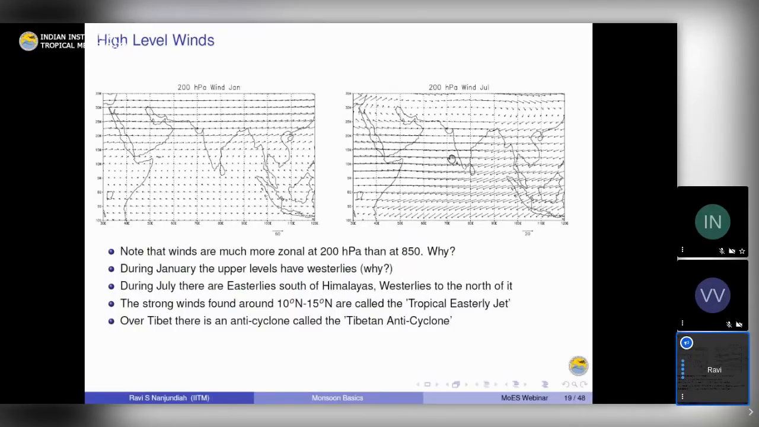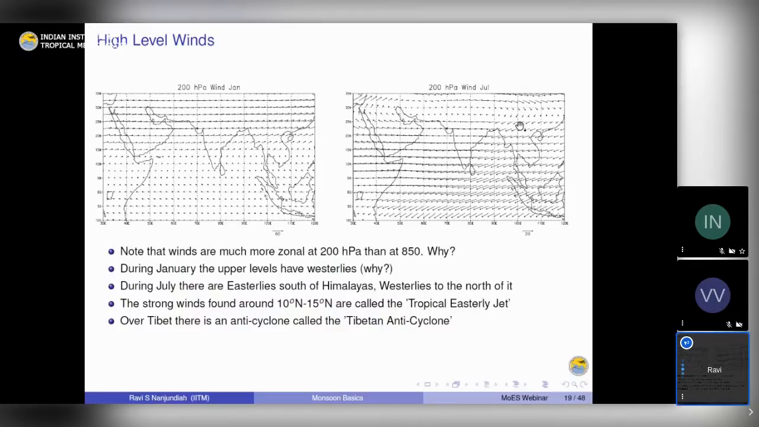So there is a huge amount of shear, so to speak, if you're looking at it in the vertical sense. You have westerly winds, that is winds coming from the west, from this direction in the lower level, and at the upper level there is a wind coming from the east. Which creates a huge change of wind velocity with respect to the vertical, which we call a big vertical shear.